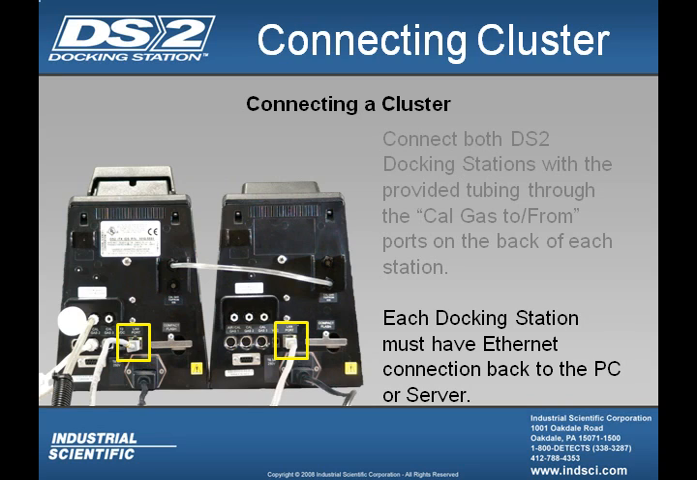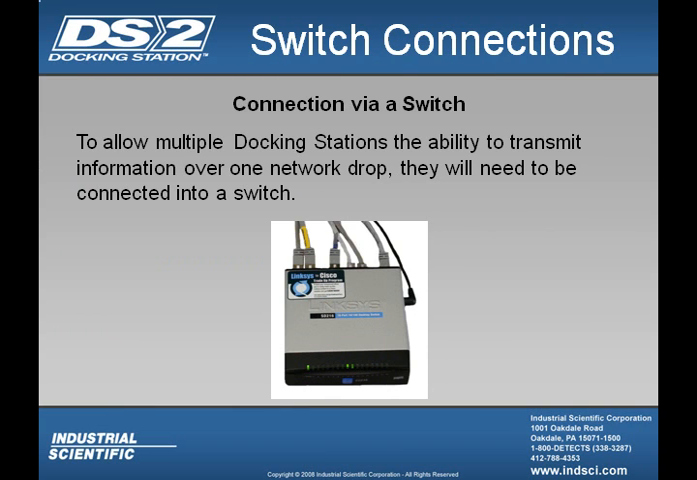Although your docking stations are clustered together with the calibration gas, they still need to have their own individual Ethernet connection back to either the PC or the server. Now, to allow multiple docking stations the ability to transmit information over one network drop, they will need to be connected to something known as a switch.